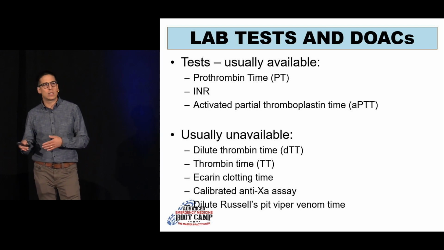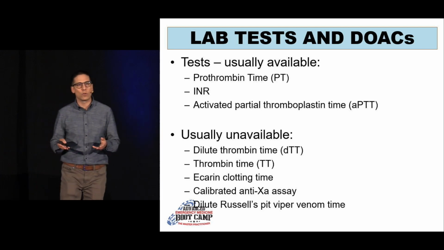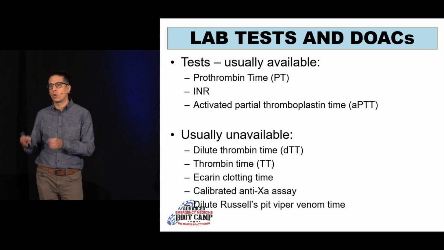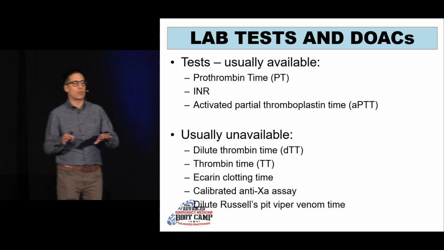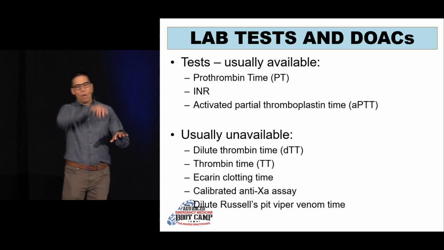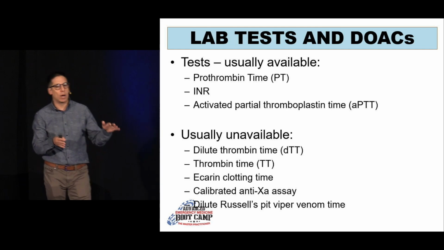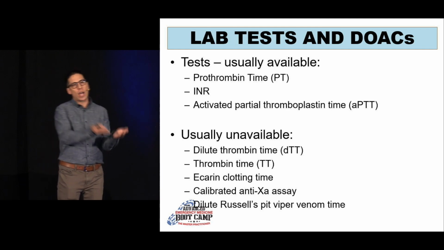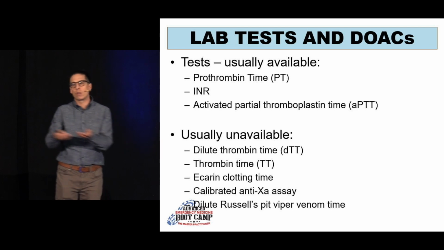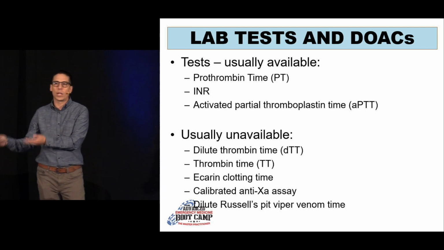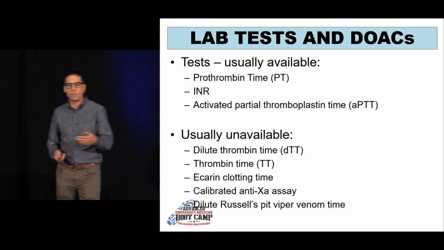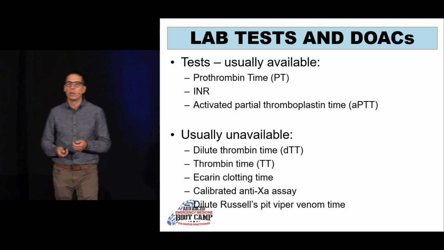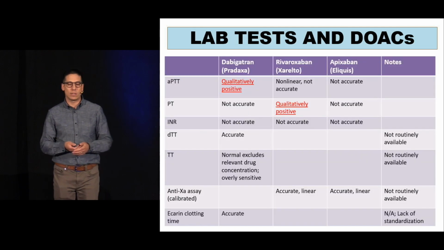Most places have an anti-10A assay, but it's usually calibrated for use with unfractionated heparin. A lot of places have gone away from PTT monitoring for heparin in the hospital to 10A monitoring. And you can't use the unfractionated heparin 10A assay for things like rivaroxaban or apixaban or low molecular weight heparins. And then you have dilute Russell's viper venom time. Nobody knows what to do with that. I don't think anybody has that test.